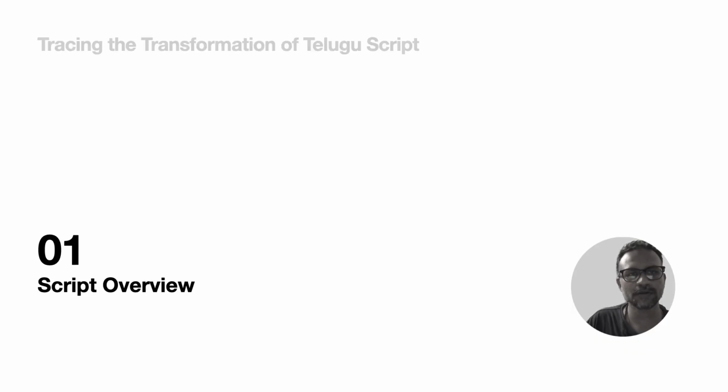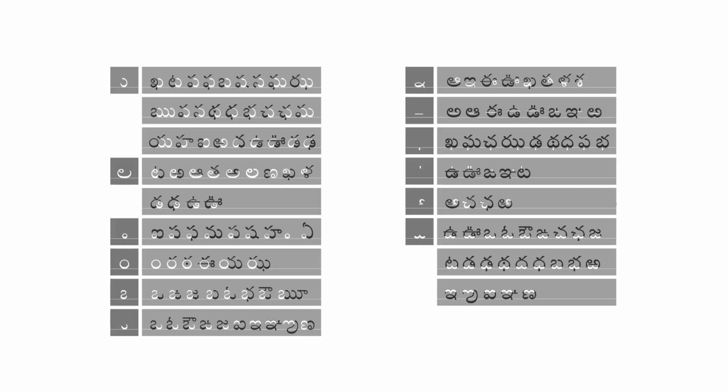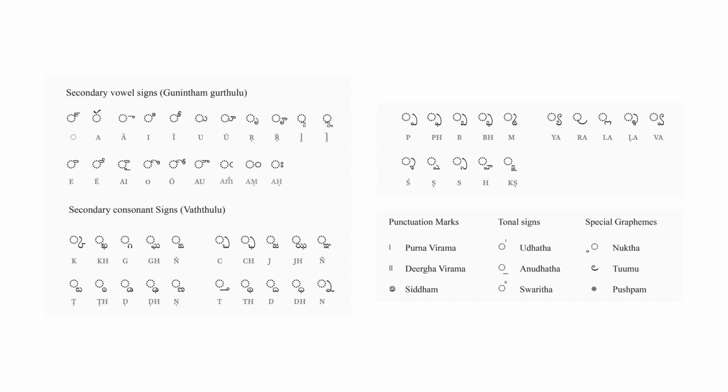So first, let me run you through the basic characteristics of the script so that we can establish a visual context for the forms. The Telugu letter set consists of symbols for 16 vowels and 40 consonants. It has its unique symbol for numerals and fractions. And these letters are curvilinear, primarily comprised of hooks, hoops, loops and knots, with hardly any vertical strokes. It also has secondary symbols for its vowels and consonants, and also a set of punctuation symbols and special graphemes.